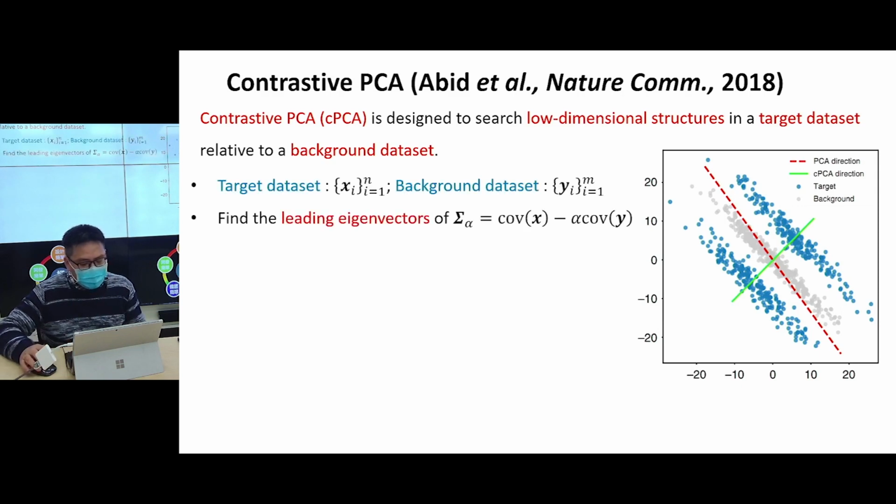Now we introduce the mathematical representation of contrastive PCA. Suppose X_i denotes the target data set, and Y_i denotes the background data set. The sample size of the target data set is n, and the sample size of the background data set is m. Contrastive PCA is to find the leading eigenvectors of Sigma_alpha, where Sigma_alpha is equal to the covariance of X minus alpha times the covariance of Y. Here alpha is the contrast parameter.